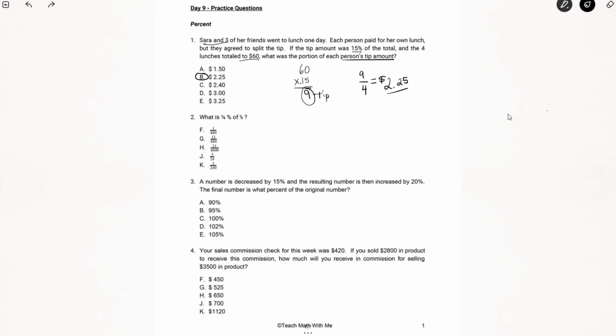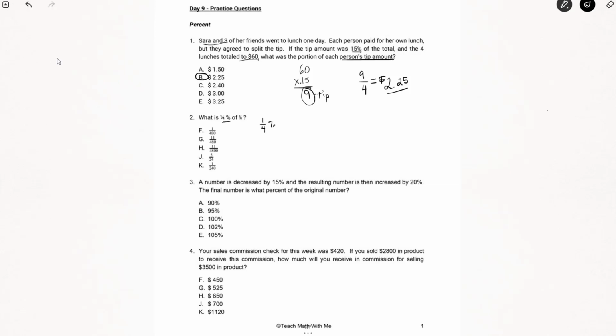What is 1/4% of 5/6? Okay, this can be a tricky question for people, not in how you work it, but in what we do with this percent. It is 1/4%. Another thing we want to take a look at before we get started is how our answer choices are given. They are each given as fractions. That's going to be important.